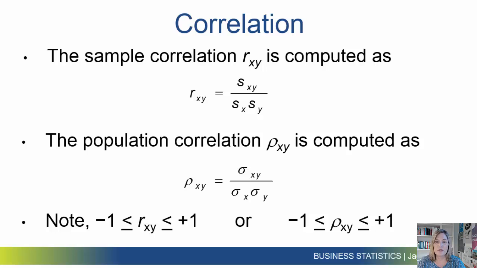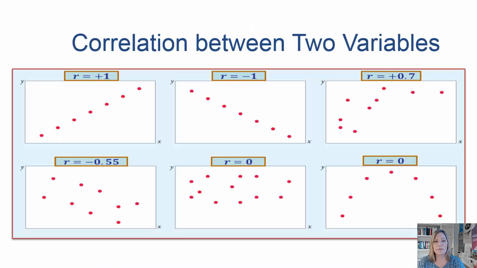Note the correlation coefficients range from -1 to +1. The closer to +1 or -1, the stronger the relationship. The closer to 0 means there is little to no relationship.